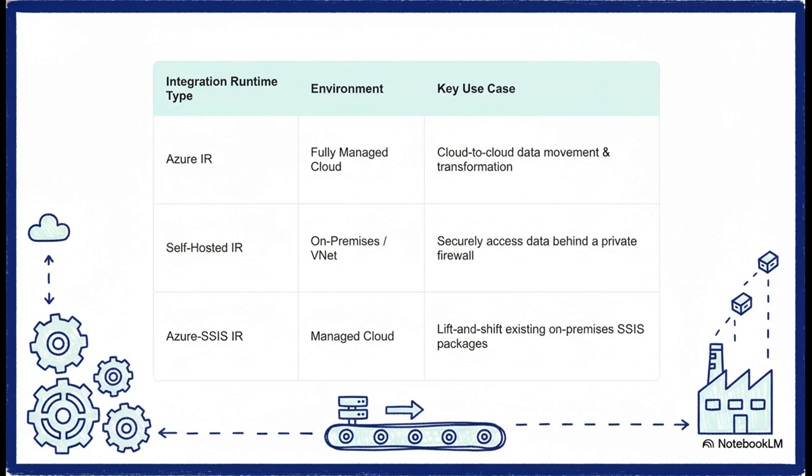The Azure IR is your default cloud-native engine. The self-hosted IR is super cool. It's what you install in your own servers to securely reach data that's tucked away behind a private firewall. And finally, the Azure SSIS IR is a specialized engine designed to lift and shift your older on-prem SSIS packages into the cloud. It's all about having the right tool for the job.